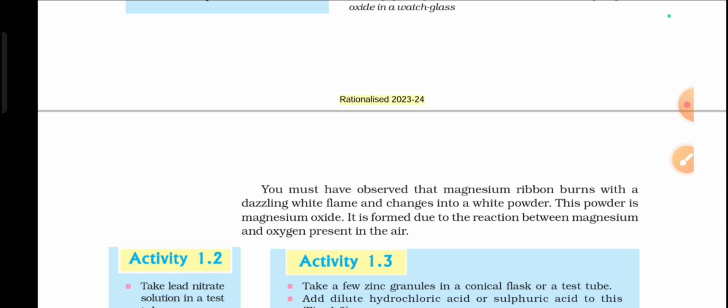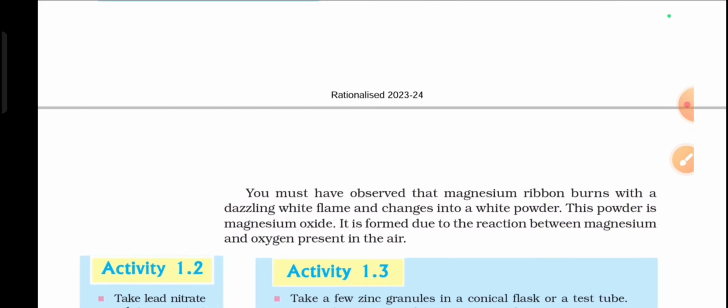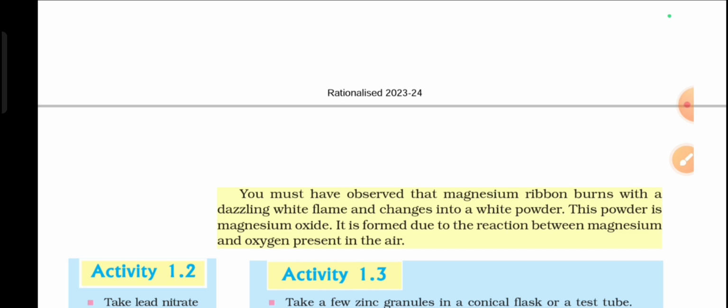You must have observed that the magnesium ribbon burns with a dazzling white flame and changes into a white powder. This powder is magnesium oxide. It is formed due to the reaction between magnesium and oxygen present in the air.